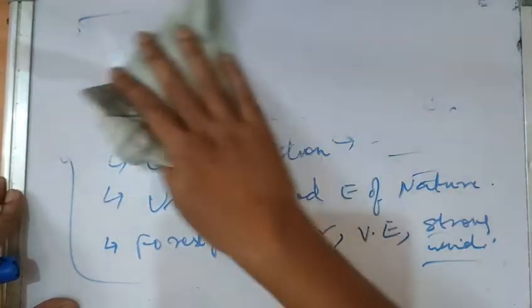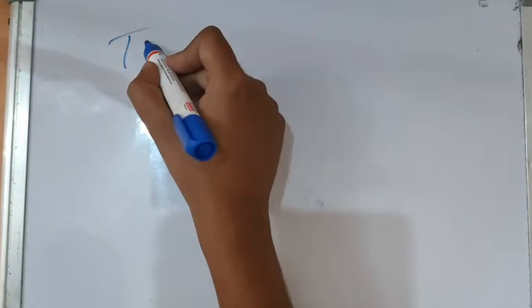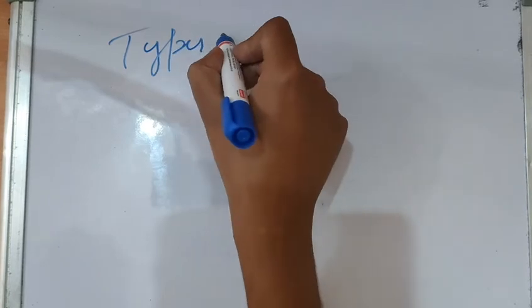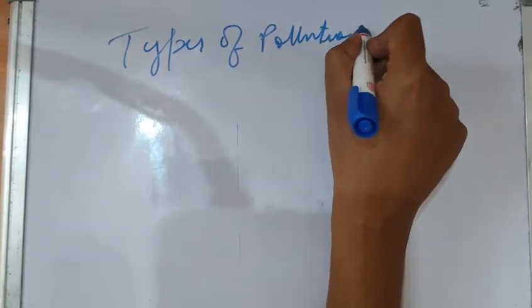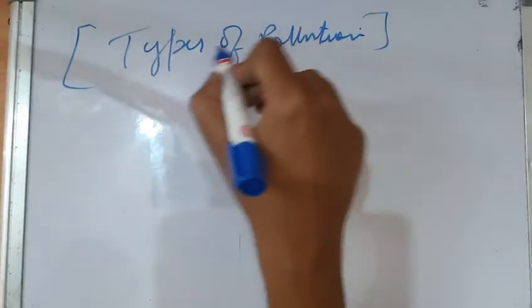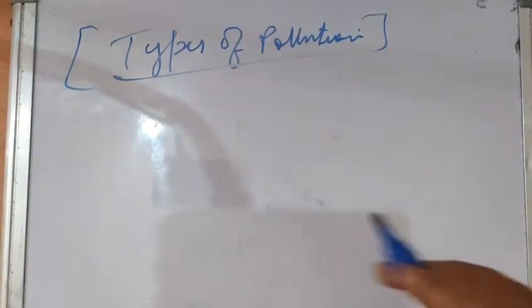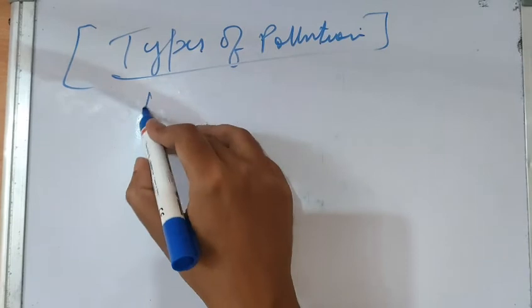Now moving on, what are the types of pollution? Keep making notes, very important. Making notes is very important. At the end of the course, you will have complete notes of agriculture optional that will help you throughout the preparation journey.